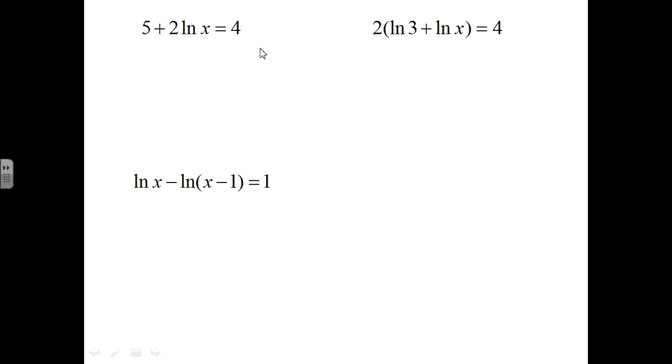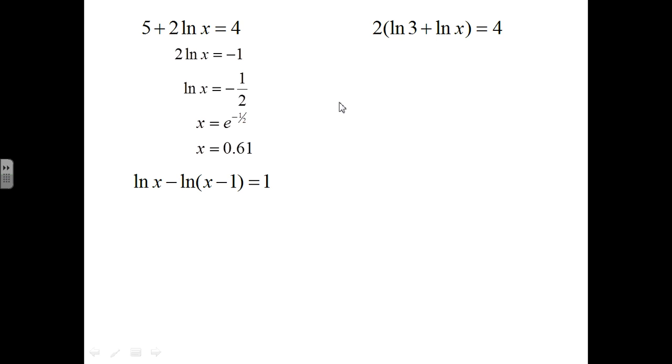All right, so let's look at this first one. Before we do anything, we need to isolate this natural log of x. So I'm going to subtract the 5, and I'm going to divide by 2. So I get the natural log of x equals -1/2. And now I can exponentiate both sides. So I'm going to get x is equal to e raised to the -1/2. And calculating that on the calculator, we get 0.61.